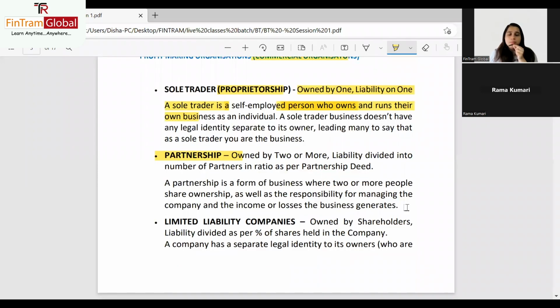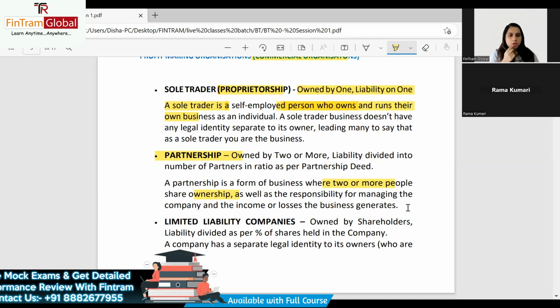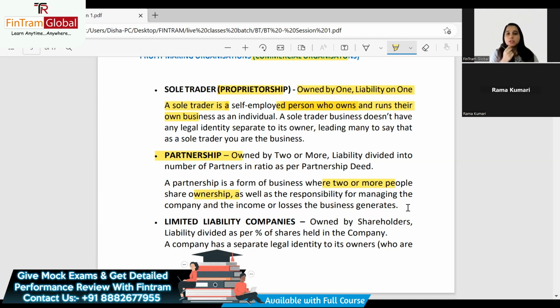Partnership. Now, partnership is owned by 2 or more people, and here the liability will be, of course, divided between those partners as per whatever they have decided and mentioned in their partnership deed. So a partnership is a form of business where 2 or more people share ownership, as well as the responsibility for managing the company and the income or losses that the business is generating. Again, here, let's say my friend suggests, oh, you bake cakes, I can bake cookies, so let's get together and do it.